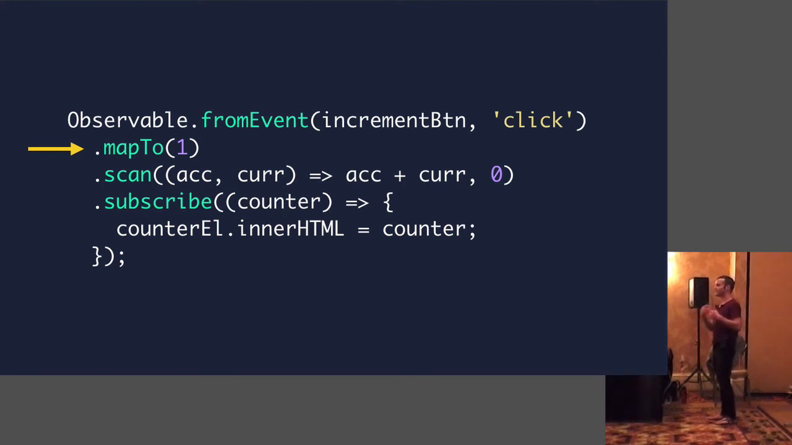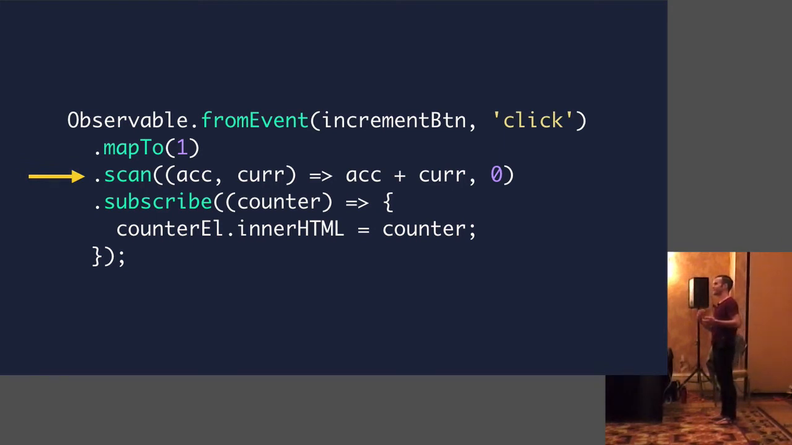Instead, we just provided a static value. So what I'm essentially saying is every time you click on this button, which means there was an event object, I want you to just transform that into the number 1. So I'm effectively creating a stream of just the number 1 every time we click.